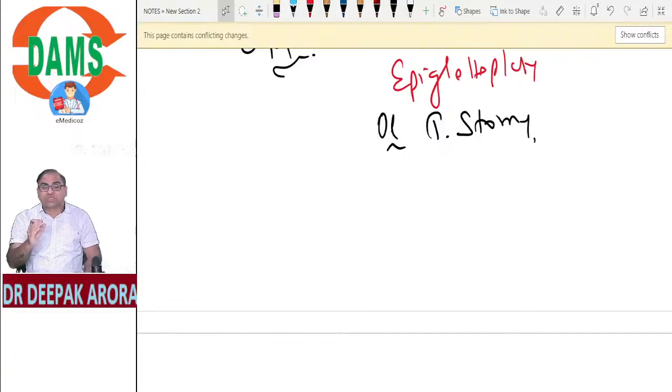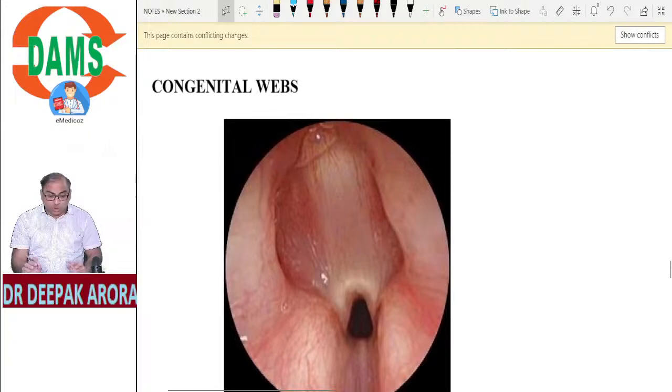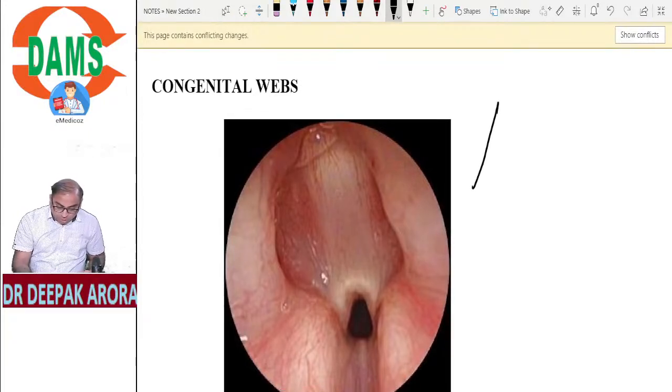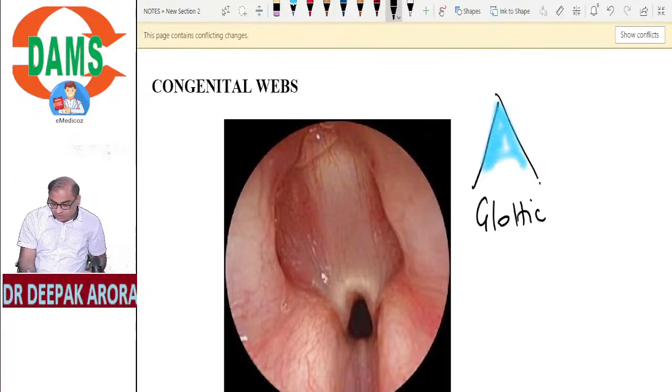This is the first condition that we are discussing, laryngomalacia. Now, what I'm showing you between the right and left vocal cord, sir, I am appreciating a fibrous band. What is this fibrous band? This fibrous band is congenital webs. We label it as congenital webs. What is the most common site for congenital webs? It is the glottic area, the glottic segment. Which part of the glottic area?